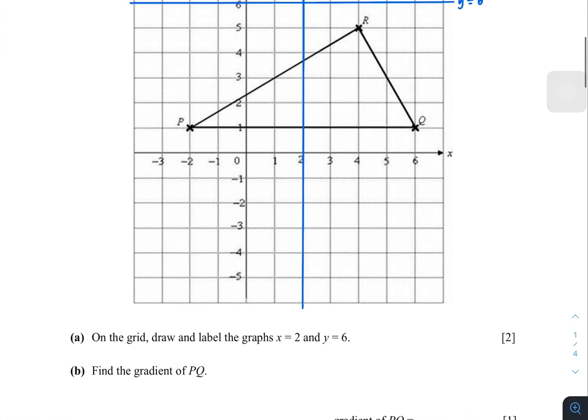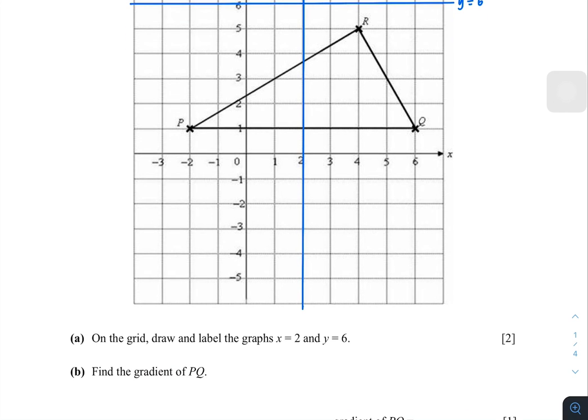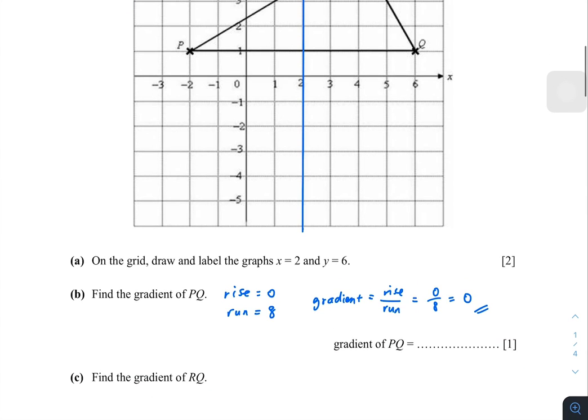Now find the gradient of PQ. For PQ, the rise is actually 0. Because there's no rise, the run is actually 8 steps. If you count the number of steps here, 8 steps. So the gradient equals rise over run, which is 0 over 8, so this is equal to 0. The gradient here is 0.